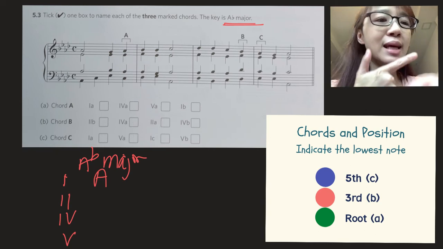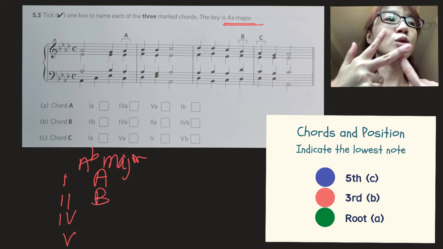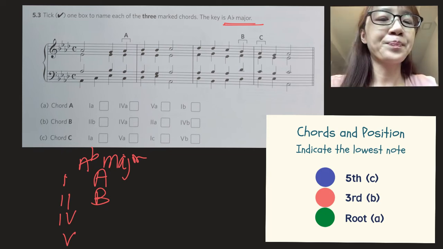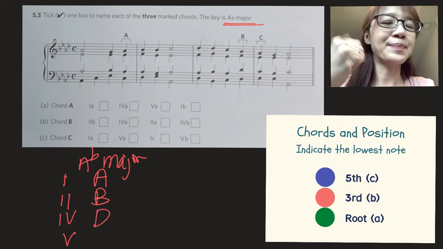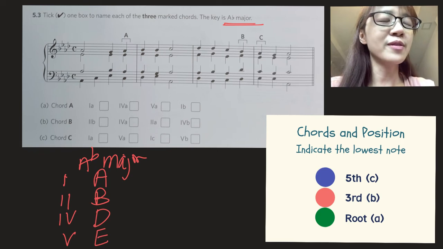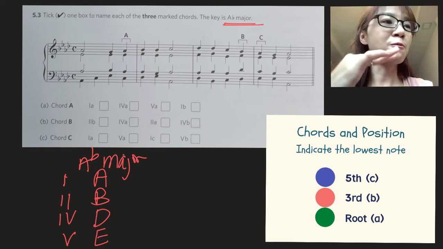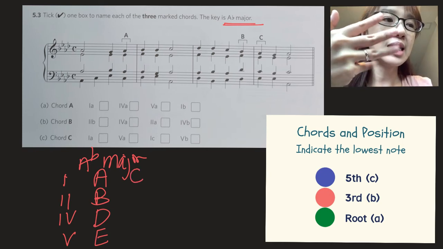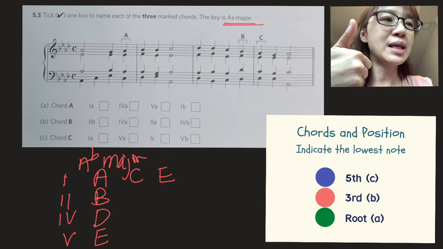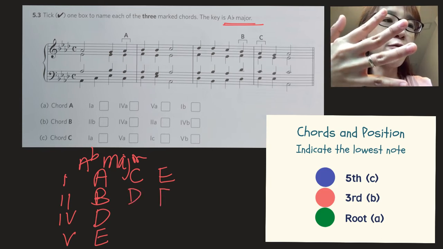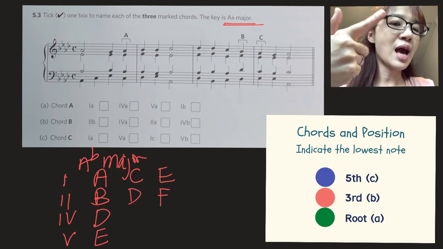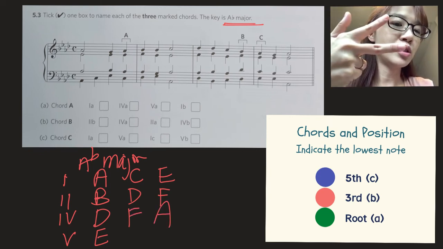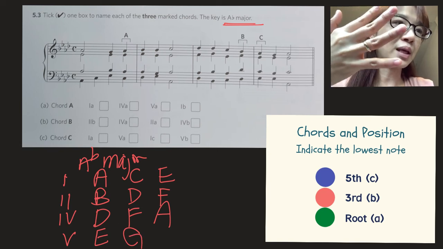A, B, C, no need to consider it. It's the third note. D, and the E. Okay, same thing as the previous question. Build the first note, third note, and the fifth note. A, B, C, D, E. B, C, D, E, F. D, E, F, G, A. E, F, G, A, B.